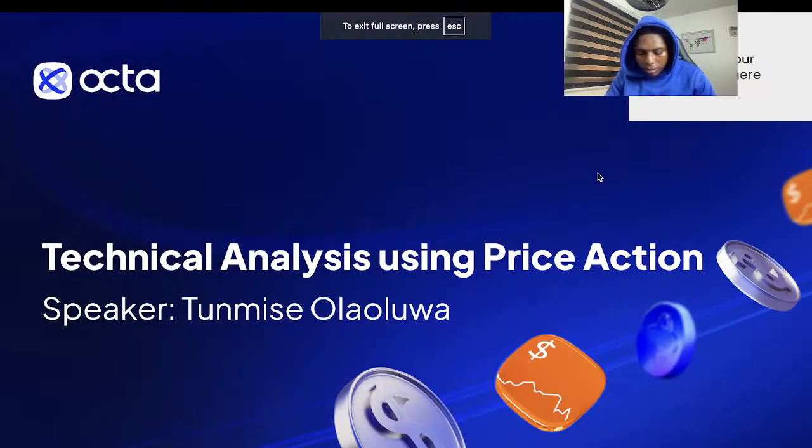Today we'll be doing a technical analysis using price action, and we'll be carrying it out specifically on some currencies that are of more interest to us. Yeah, so my name remains Tunmise Olaoluwa.